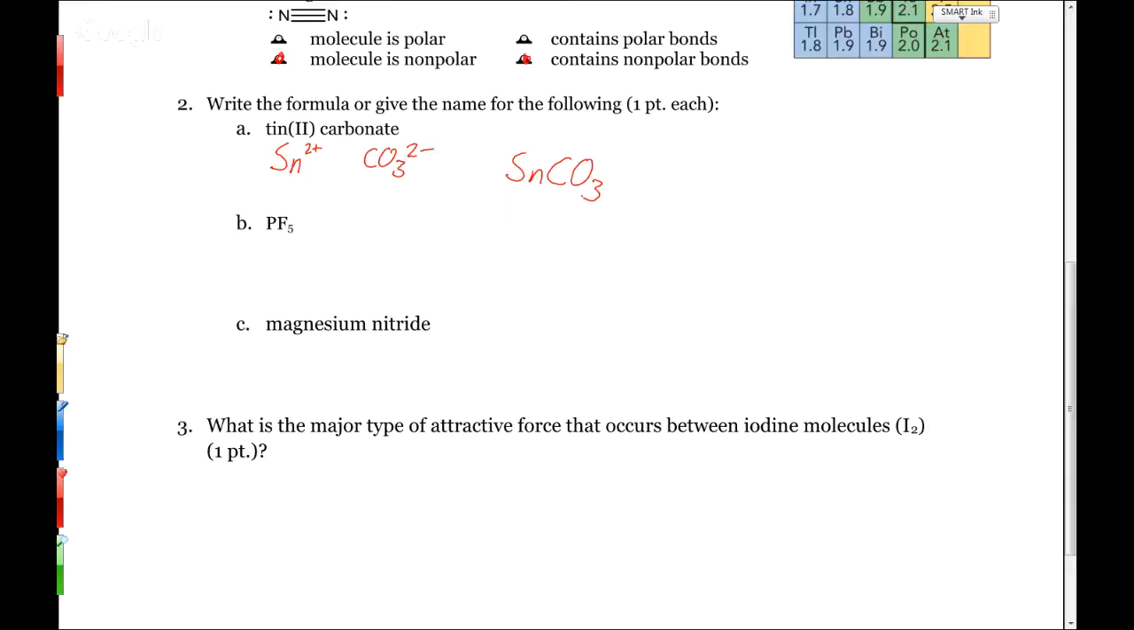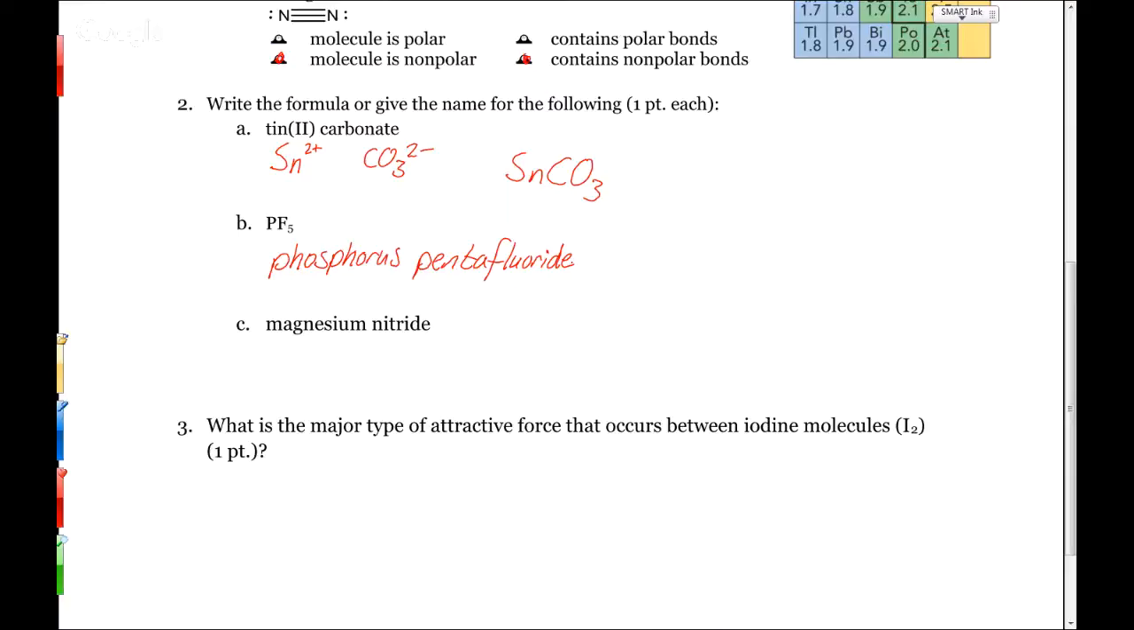PF5, that fits in the covalent category because P and F are both over on the right side of that line. So that's phosphorus pentafluoride, right? Because we say that there's 5 of them there. So I wouldn't say phosphorus 5 because it's not a metal.